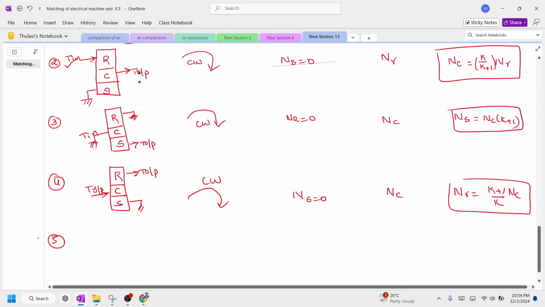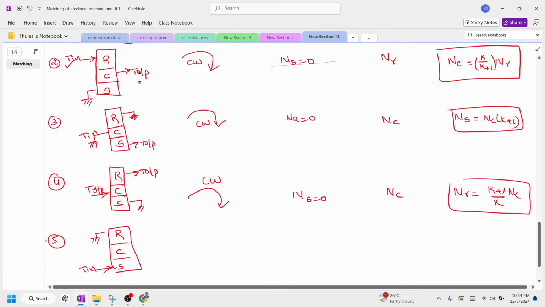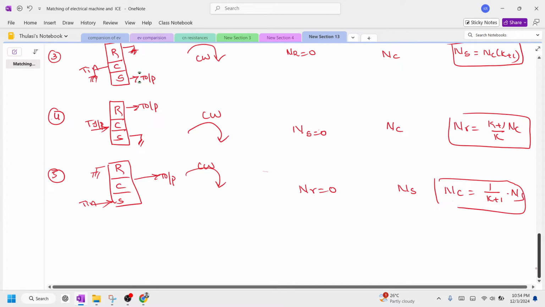So the next configuration we have: here the ring gear is grounded and the input torque is given to the sun gear, and here you are going to have the output torque. The direction of rotation of the rotor is clockwise, and the speed of the ring gear is 0. The input is the sun gear, the output is the carrier gear, so NC is equal to 1 by k plus 1 into NS. All these are small relations you can get in the derivation.